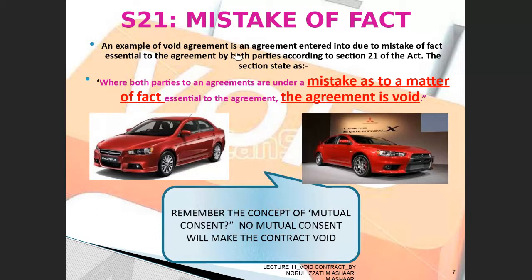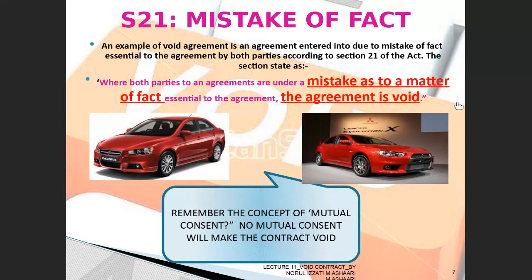An example of a void agreement is an agreement entered into due to a mistake of fact. One example you can see here is where one party thinks they would like to sell an Inspira, but the other party thinks he would like to buy a Mitsubishi Lancer. The designs are similar, but the engines are different. This is a simple example for you to reflect on what we have learned before.